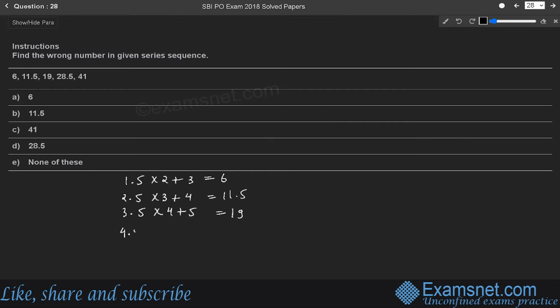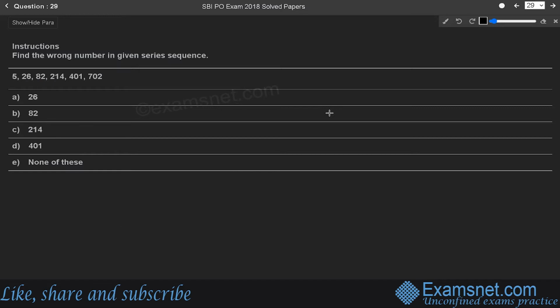Similarly, 4.5 into 5 plus 6 gives 28.5, and 5.5 into 6 plus 7 gives 40. So the number which does not follow the pattern here is the last number, which is 41. Hence the correct option will be option number C here.